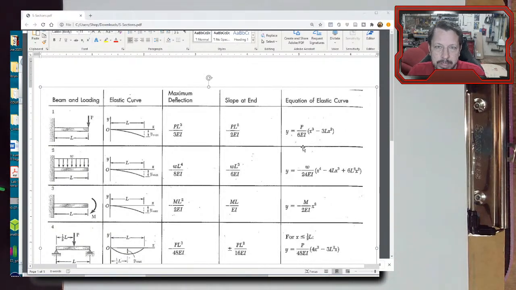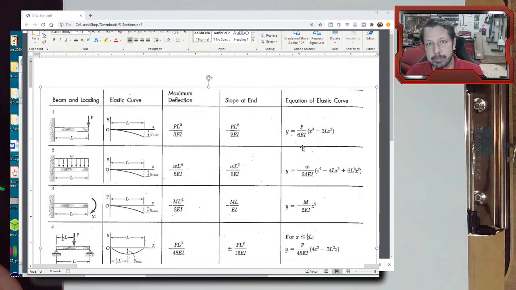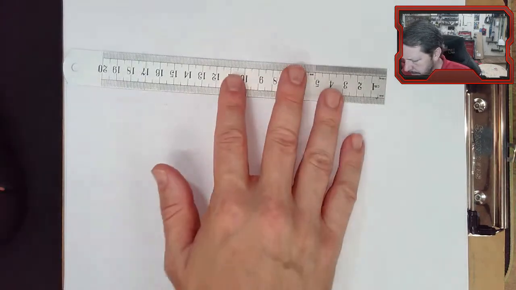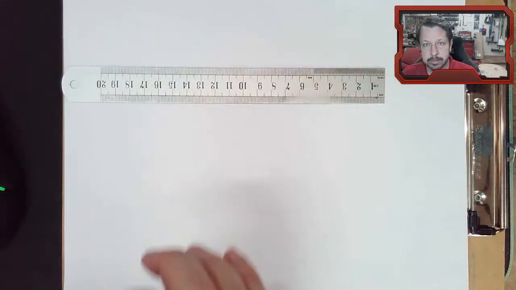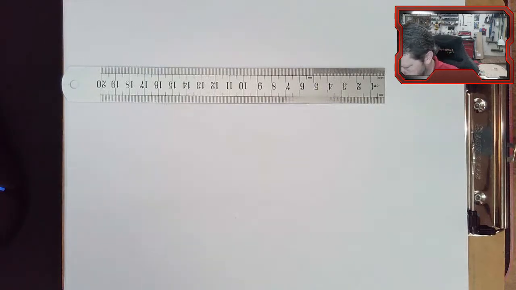But this time I thought maybe we'd go ahead and just do some actual calculating and figure out some of the methods that we might use to figure out how far a beam has bent at a certain location along the length of the beam. So let's start really simple, and let's start with a cantilever beam with a single point load on the end of it.